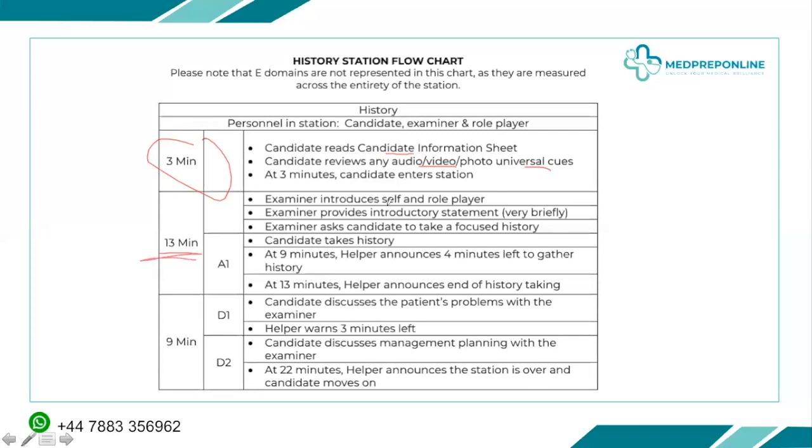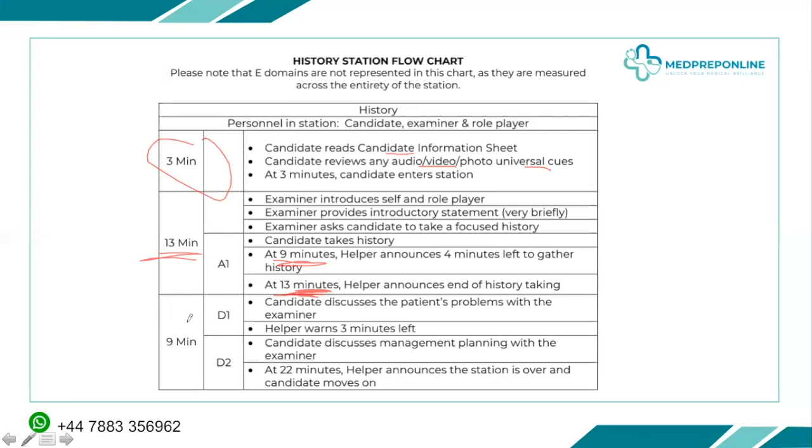When you enter the station, the examiner will introduce himself and the role player. He will give a small statement and you will start the focused history. When the 9 minutes pass, there will be a warning bell that 4 minutes are left, so you have to just summarize whatever you want to do. You gather yourself. When 13 minutes are finished, there is a bell again, and the history station comes to an end with the role player. The role player may go out of the station.